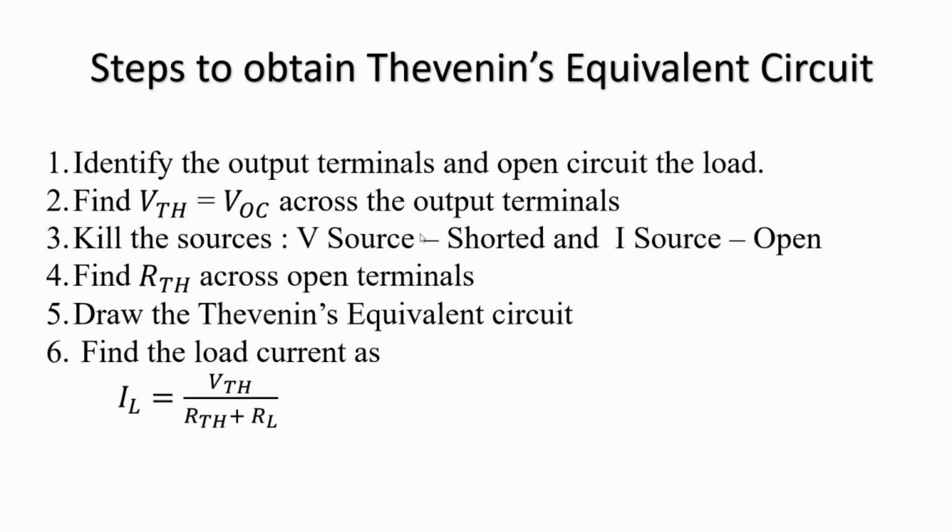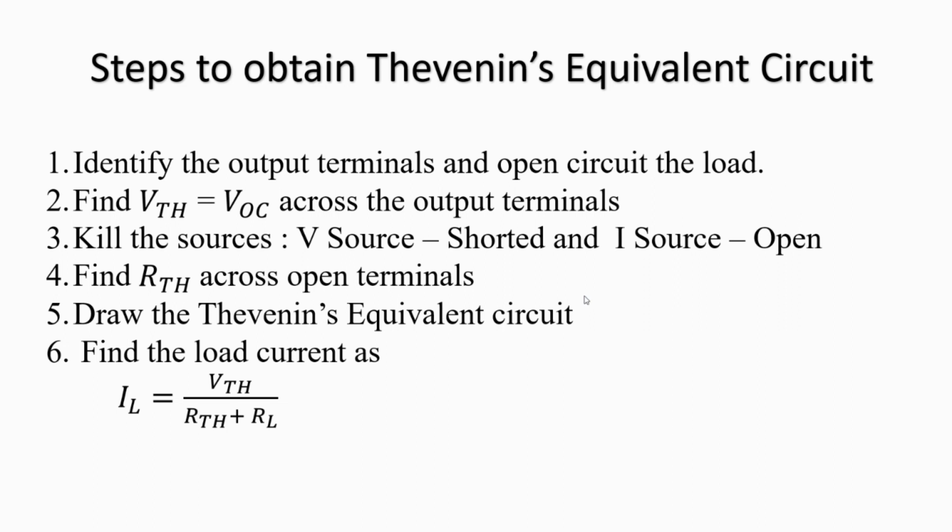The third step is to kill the sources. So if it's a voltage source that is available in the circuit, I'm going to short it. And if there are current sources available, I'll open circuit that particular branch. Then the fourth step is to obtain the RTH, that is the Thevenin's resistance. So to do that, we need to obtain the Thevenin's resistance or the equivalent resistance looking in from the open circuit terminals.